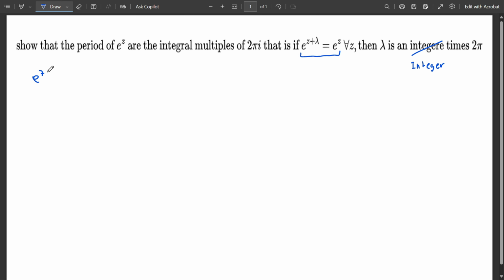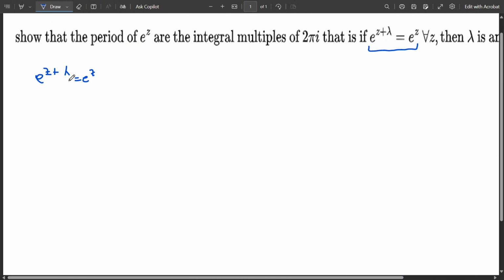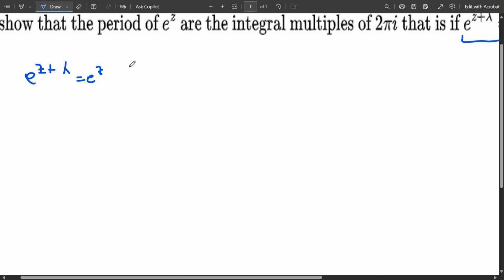e to the z plus lambda equals e to the z. Well, the exponential function is never 0. Since the exponential function is never 0, we can divide by it. So we can divide both sides by e to the z. When we divide the left-hand and right-hand sides by e to the z, we have e to the lambda equals 1.